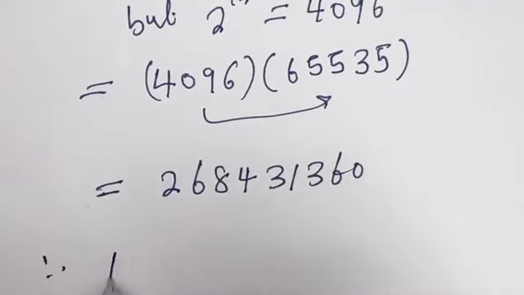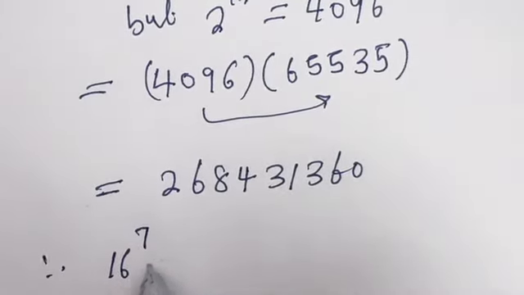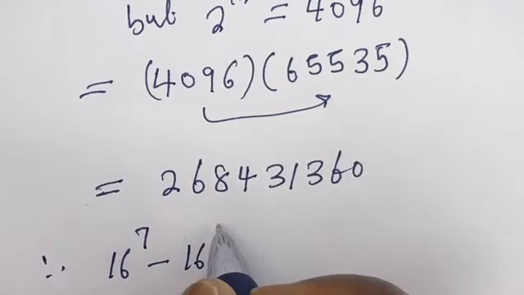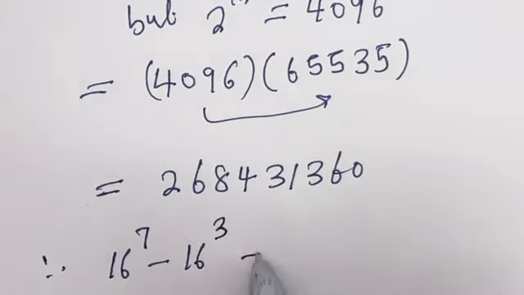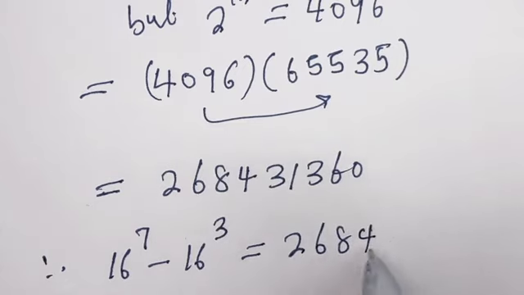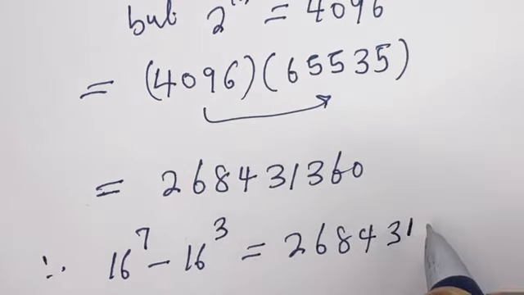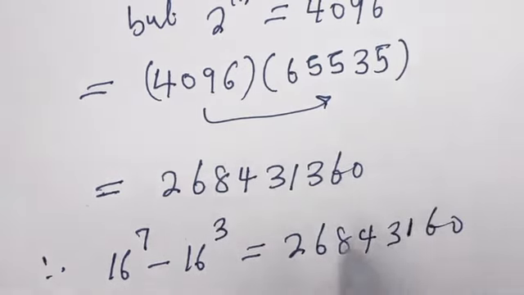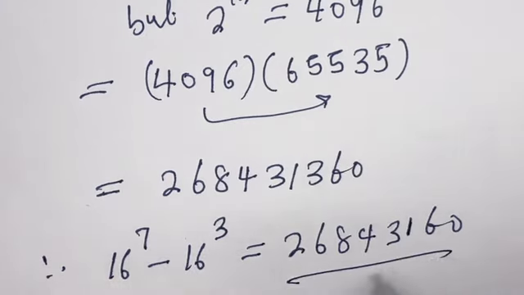Therefore 16 to the power of 7 minus 16 to the power of 3 is equal to 268431360. This is the final answer.